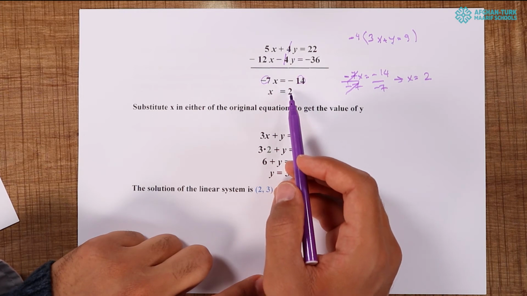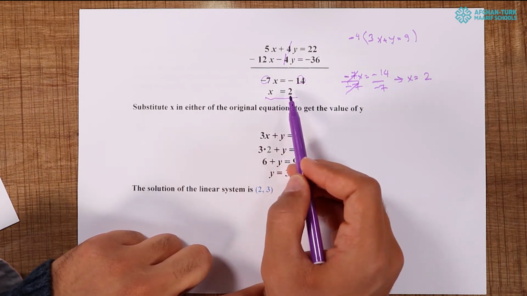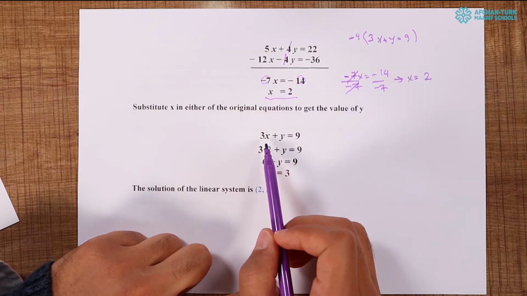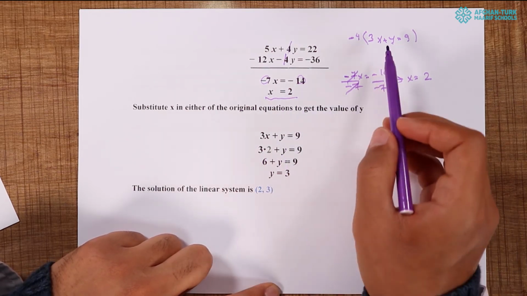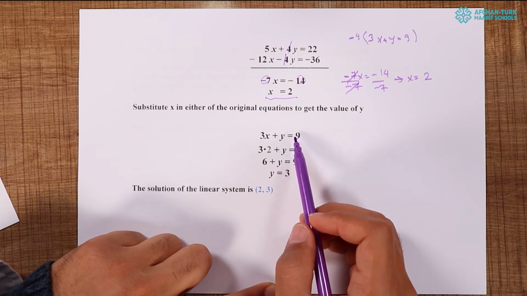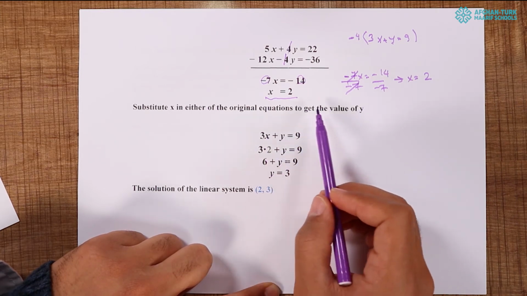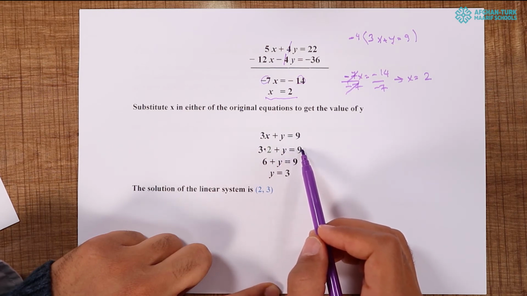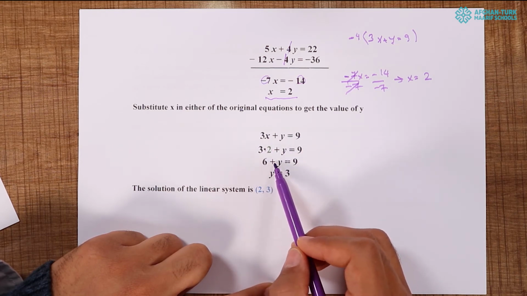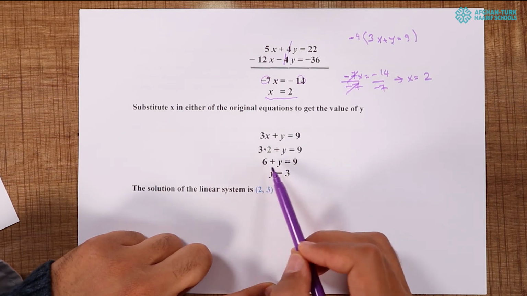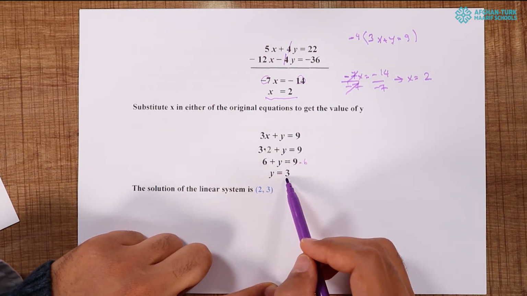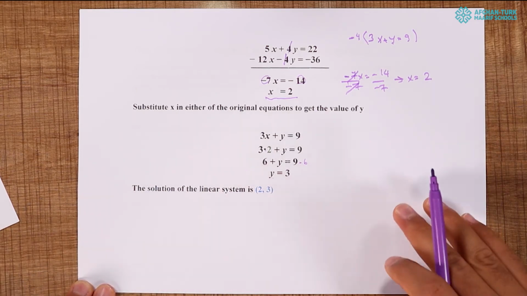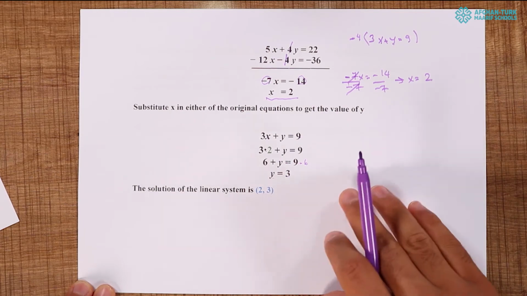And also, in order to find the value of y, we are going to substitute this value into the equation, okay? What was the equation? 3x plus y is equal to 9. So what's x? X is 2, okay? As you see here, 3 times 2 plus y is equal to 9. 3 times 2 is 6, plus y is equal to 9. We move 6 to the other side, it becomes minus. 9 minus 6 is equal to 3. So y is equal to 3. And the solution of this linear system is 2 and 3, okay? It means x is 2, y is 3.